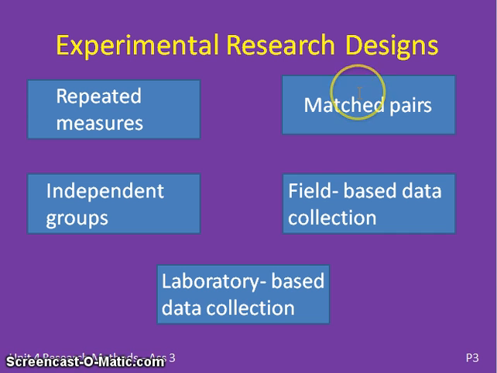Matched pairs. This is similar to independent groups, which I'll explain later, in the way that you do all the same tests. However, it's different because of the people. The people will be from the same sport or have something in common. For example, if you took 2 basketball teams, you could test them all on their vertical jumps and things, and you would try to match people up as equally as you could.